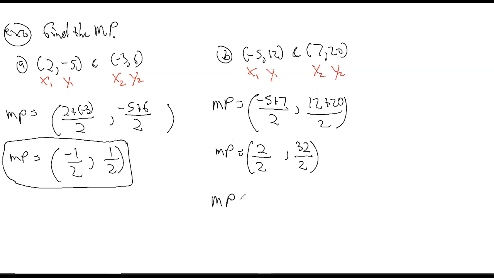But both of these are divisible. So 2 divided by 2 is 1, so that's 1, comma. 32 divided by 2 is 16. So (1, 16) would be our answer. So again, we had some improper fractions here, but they were perfectly divisible, so they turned into whole numbers.